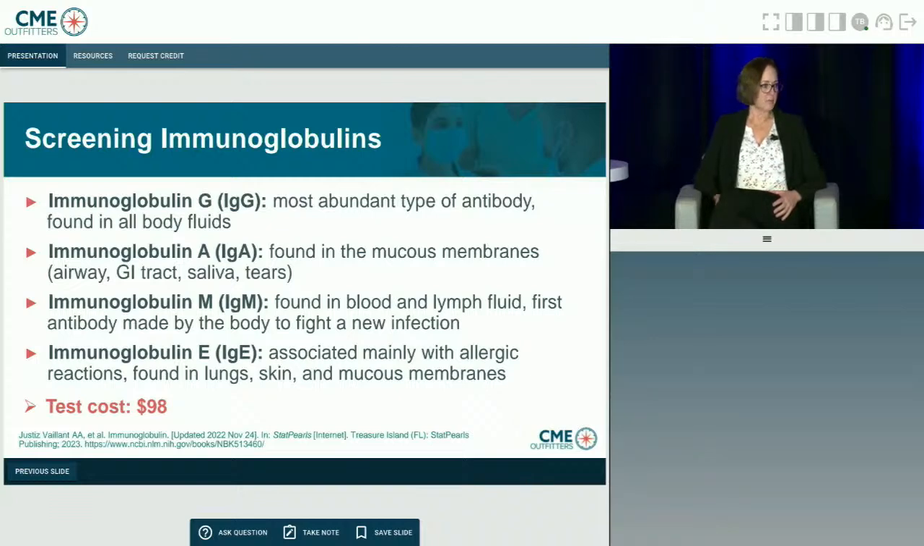IgG is the most abundant antibody. It's the one that has the memory in the system. Mothers give it to their babies in the last trimester. We all talk about that. It can be measured in a newborn and should be present. IgA is found in the mucous membranes. We don't measure it in the mucous membranes. We measure it in the blood. IgM is the first antibody to respond to a new exposure, a new antigen. And then IgE, allergists are familiar with IgE, it's the reactive antibody that's found with antigen stimulation.